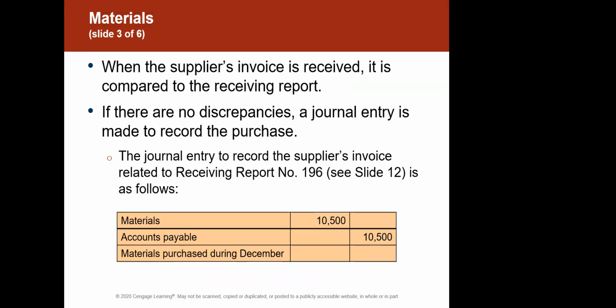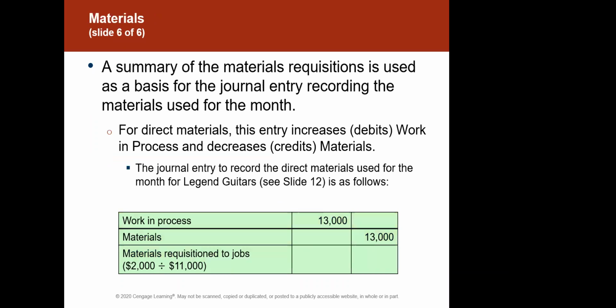All right, so I just described it, so let's just walk through it. So when the supplier's invoice is received, it's compared to what's called a receiving report. That's usually where our employee checks it in and makes sure what the supplier says they sent, we actually got, right? And then we do this journal entry. We debit 10,500 to materials, and we credit 10,500 to accounts payable. That's when we receive the materials.